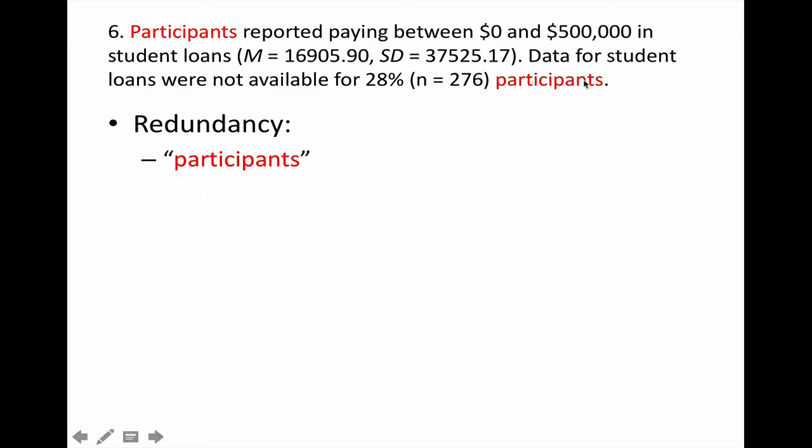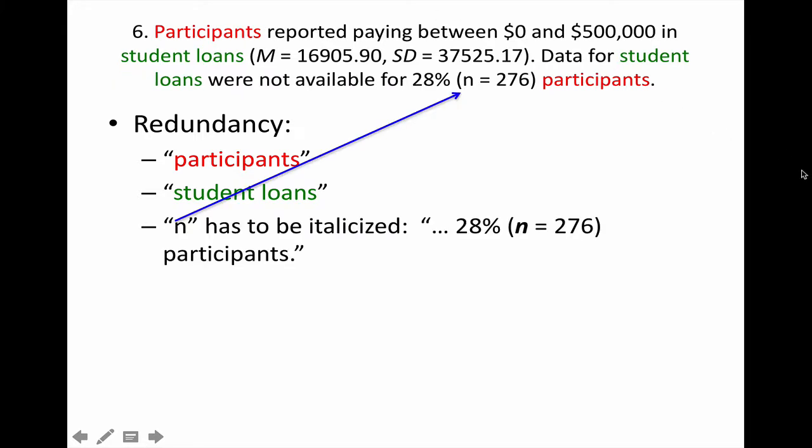See how we've got participants, participants. Now this is a case where you have to write this out and you have to read it and you have to listen for that redundancy. We've also got it here with student loans. They owed this in student loans, data for student loans. Hear that? So you might just say not available for 28% and get rid of participants. Data were not available. Don't repeat it. Don't be redundant. And then the N has to be italicized here. I did it bold here to make it stand out, but it just should be italicized.